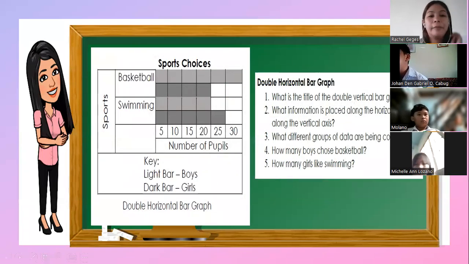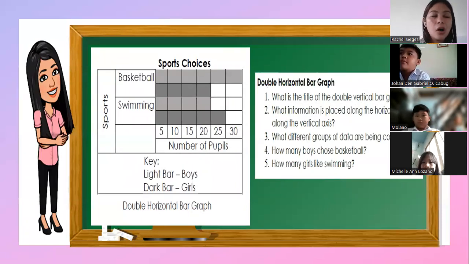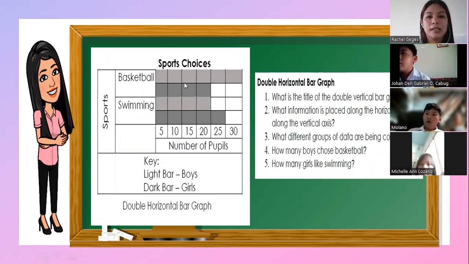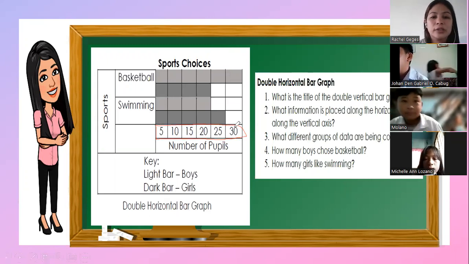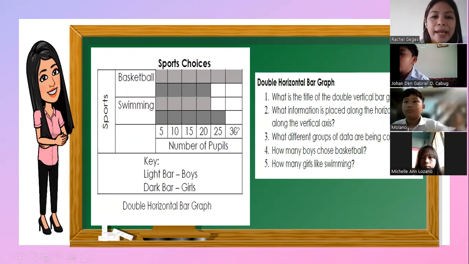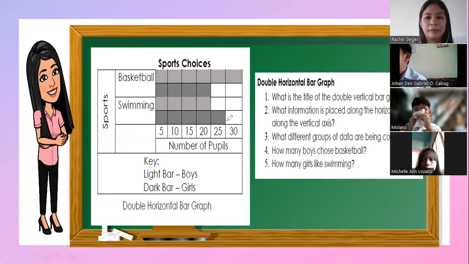Okay, this time is horizontal bar graph. A while ago, we discussed about vertical bar graph, no? Nakatayo kanina. This time, nakahiga naman. So, like what I have said, the scale in the horizontal graph is located at the horizontal axis. Kanina itong number na to, nandito siya sa vertical axis. This time, makikita na siya sa horizontal axis. So, same pa rin naman yung data niya.